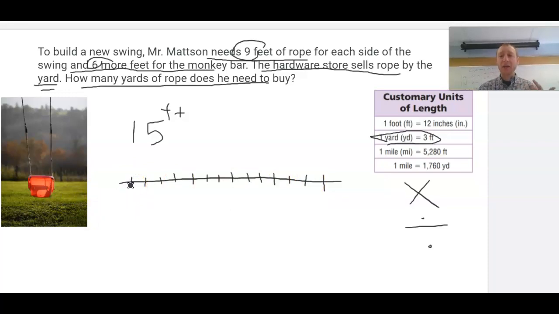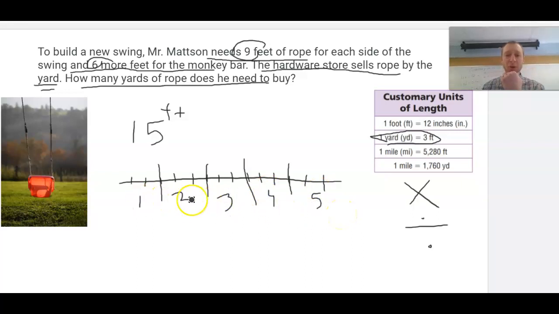And he wants to figure out how many yards he needs, right? Well, what do we know? 1 yard equals 3 feet. So what if we split this up into groups of 3, right? So there's 1, 2, 3. Here's 1, 2, 3. Here's 1, 2, 3. Here's 1, 2, 3. Here's 1, 2, 3. So how many groups of 3 do we have? We got 1, 2, 3, 4, 5. So that means there's 5 yards.